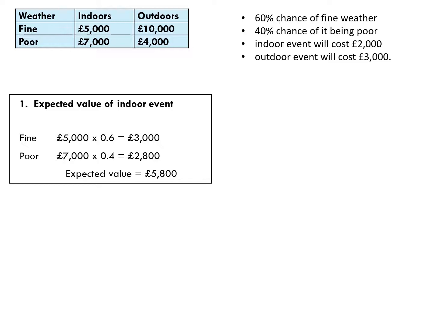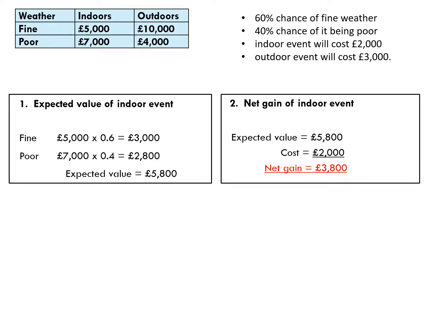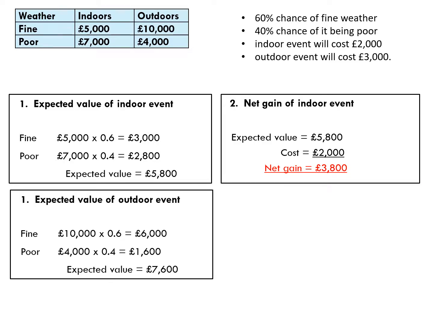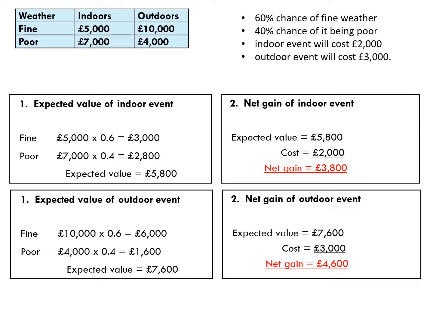So what would I gain from holding the event indoors? Well, I also have to take off the cost of the event. So when I subtract the cost of the event, I get the net gain. The net I'm going to gain of holding my event indoors is £3,800. If I was to do the same for the outdoor event, the expected value of holding the event outdoor is £7,600. And so the net gain, when I take off the cost of holding it outdoors, would be £4,600.